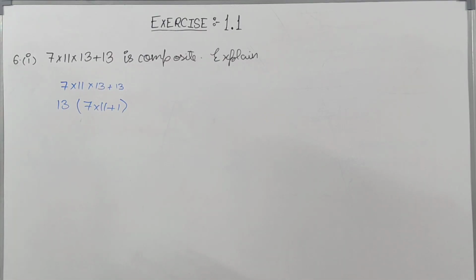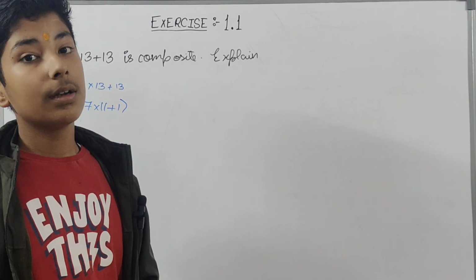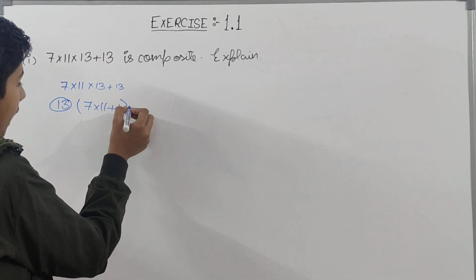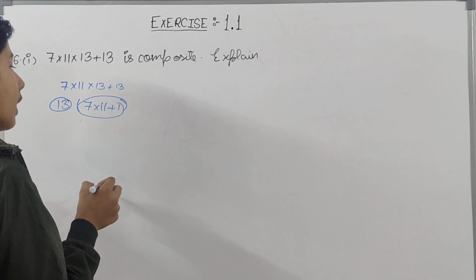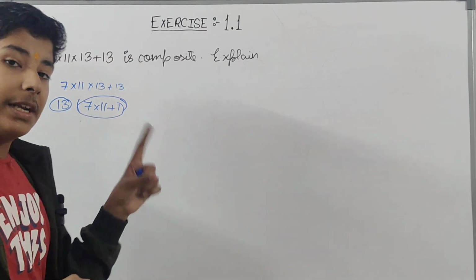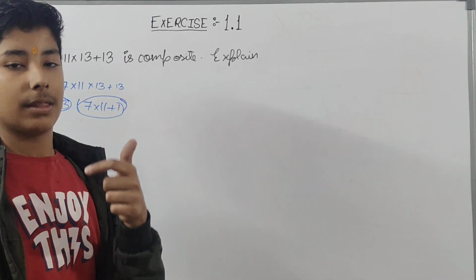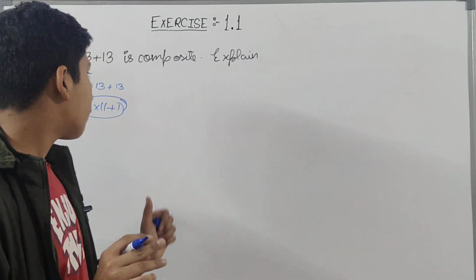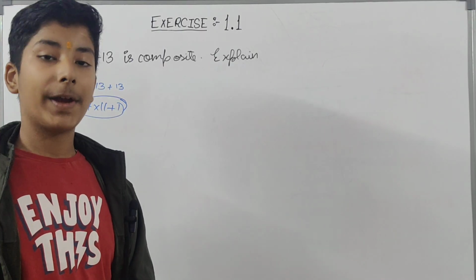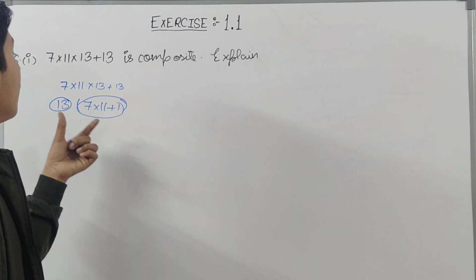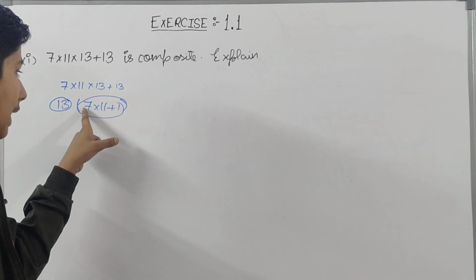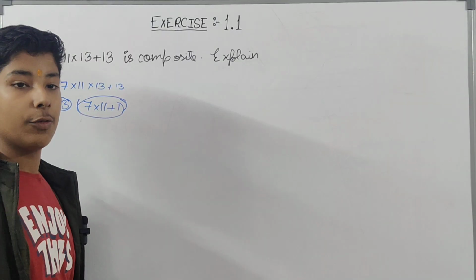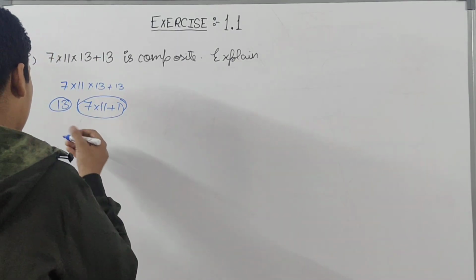Now see, the number has more than two factors. How? It has 13 as its factor, it has this other thing as its factor, it has the number itself as its factor and 1 as its factor. 1 can divide all the natural numbers, so it will have 1 and itself as factors. But it also has 13 and this, which is 7 into 11 means 77 plus 1, 78, as factors. So we can say that it is a composite number.